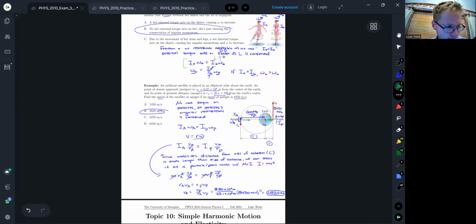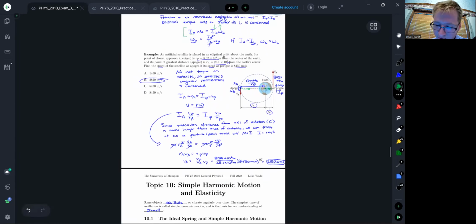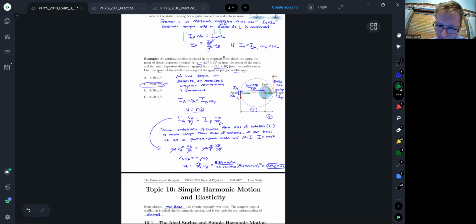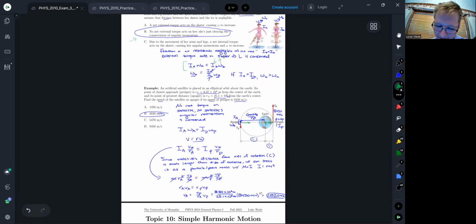There's nothing really with point masses, which is what this is. It's applying the same idea of conservation of angular momentum, but where specifically the moment of inertia is that of a point mass, mr squared. So I think this conceptual example is a better one for this exam than this point mass one.